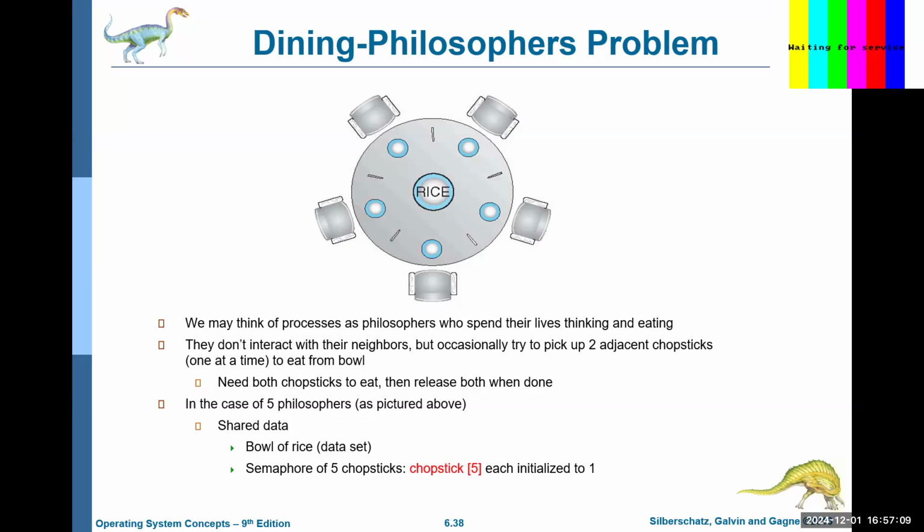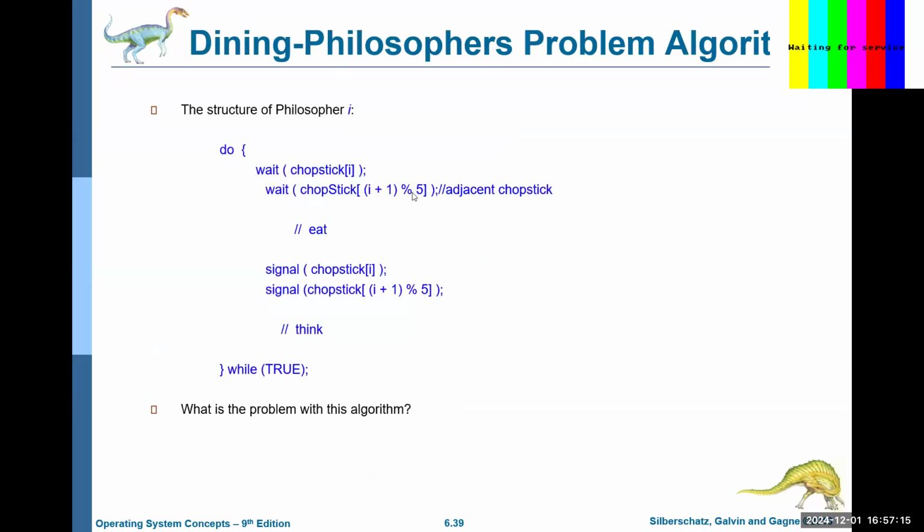We can think of this as the bowl of rice is like shared data. The chopsticks are like 5 different semaphores, each one trying to grab one. We say, wait for the chopstick and then try to get the adjacent chopstick. If I'm I, try to get I plus 1, that'll be the one on my right. And then when I'm finished, signal. So this won't work. What is the problem with this algorithm?